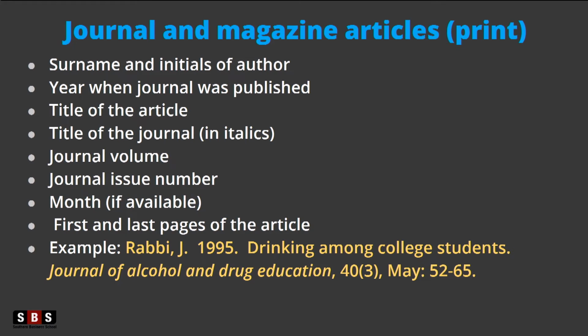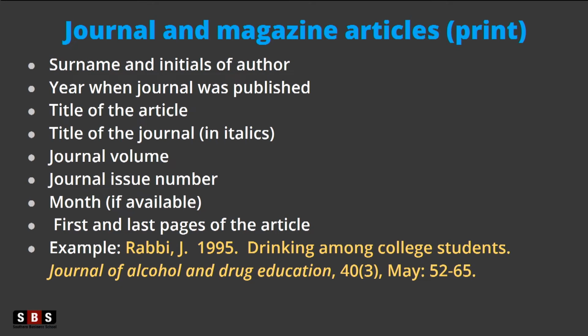Then, because you're not using all the articles which were published in that specific journal or periodical, you have to put down the title of the article. The title of the article is not printed in italics because it does not refer to a complete publication. Only the title of the journal or the magazine or the periodical, which follows the title of the article, will be printed in italics. That is followed by the volume number of the journal. If that is not available, you leave it out.